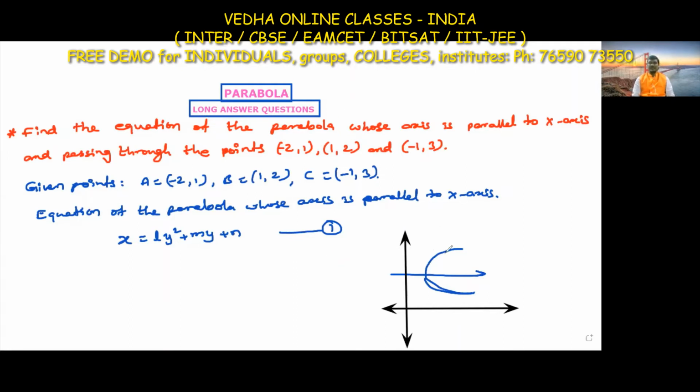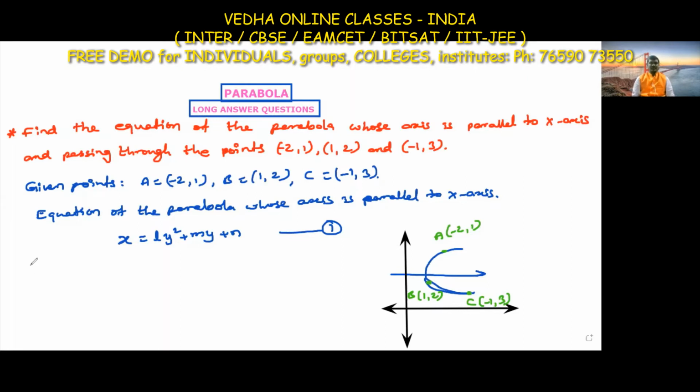The parabola is passing through these 3 points: A is (-2, 1), B is (1, 2), I am drawing the rough diagram, and one more point C, that is (-1, 3). The parabola is passing through these 3 points, which means they satisfy the equation.